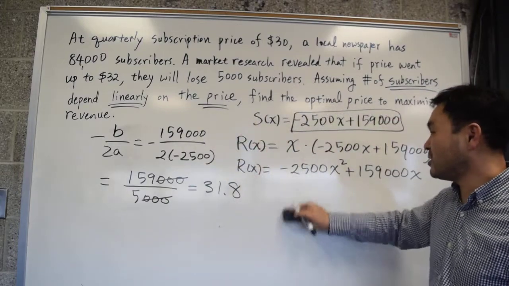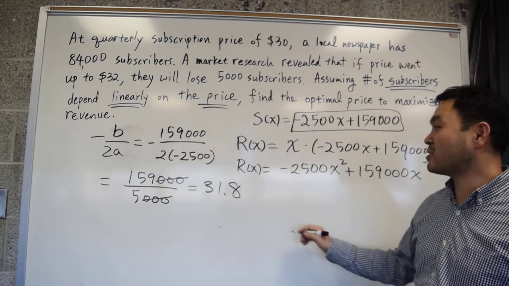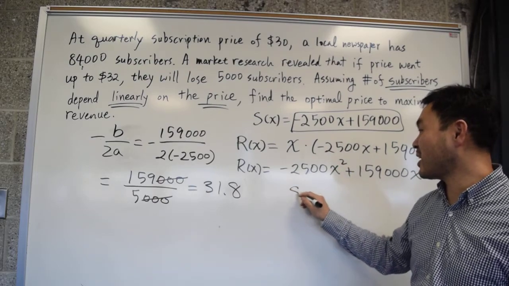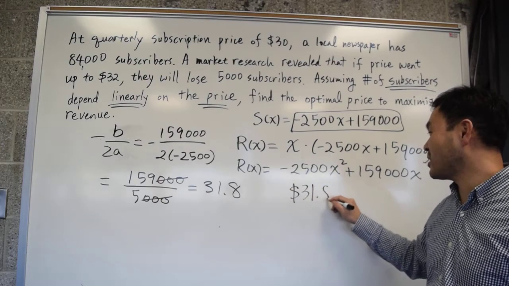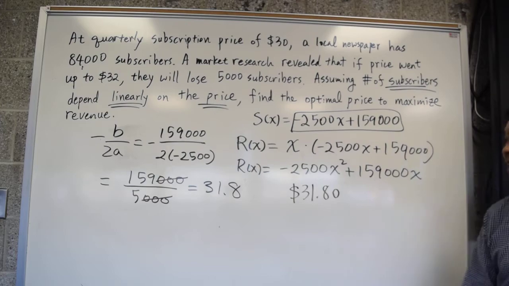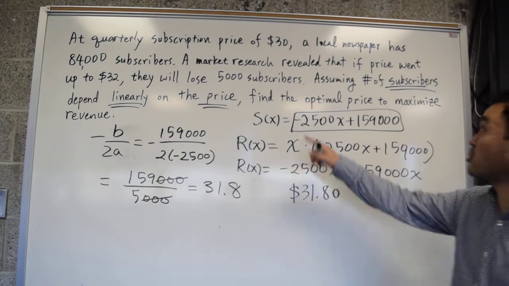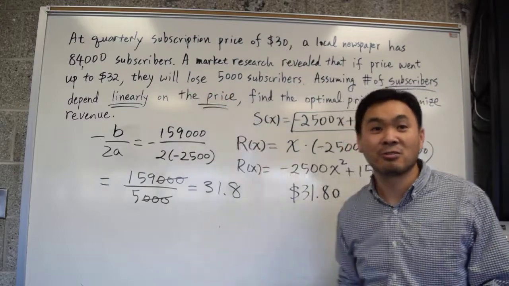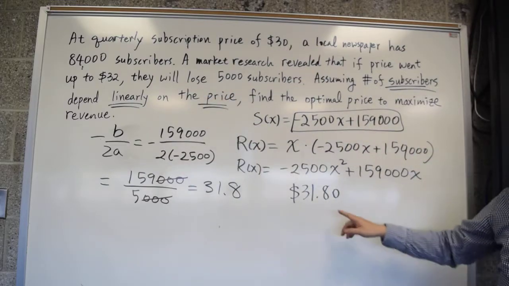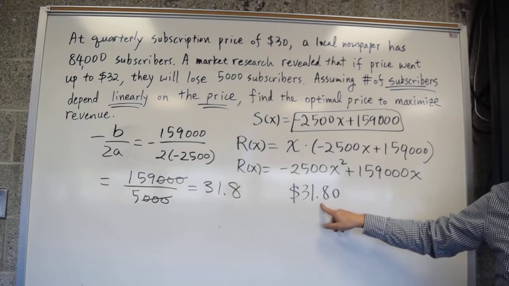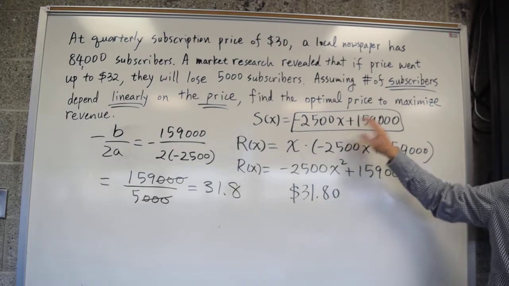So you see that the right quarterly price that this company should be charging is exactly $31.80. And I would say that this is a good value because this is still pretty close to 30 and 32. So I would agree with this. If the value came out to be something like 100, then I wouldn't believe it because this model shouldn't work anymore.